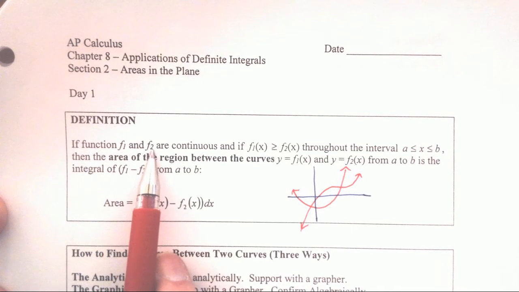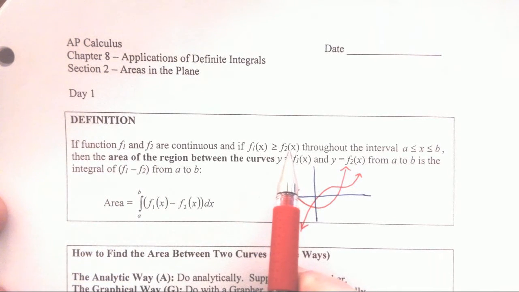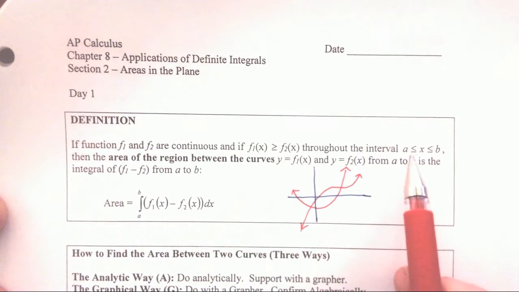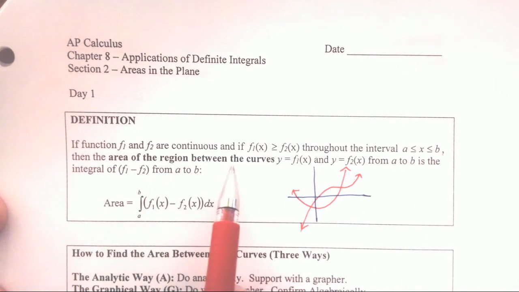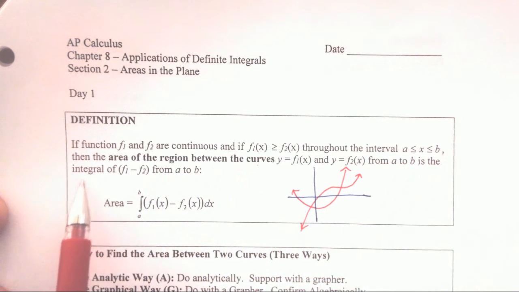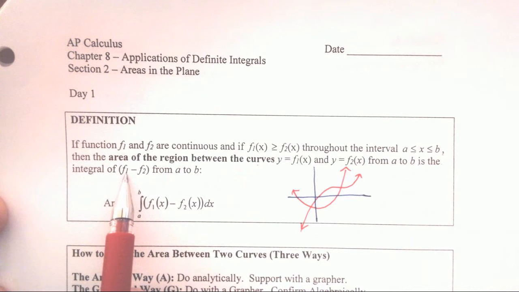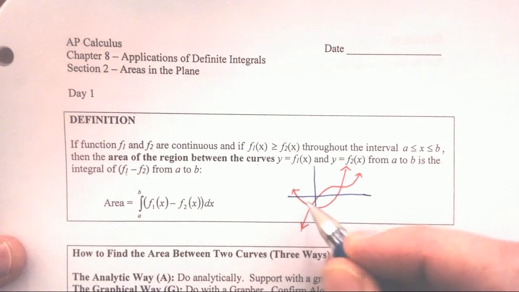Definition. If we have two functions, and one of the functions is always at least as high as the other function throughout some interval, then the area of the region between the curves on that interval from A to B is the integral of the first function, our top function, minus our second. Oftentimes what we want to do is find the area between curves on a closed interval. It wouldn't have to be a closed interval.